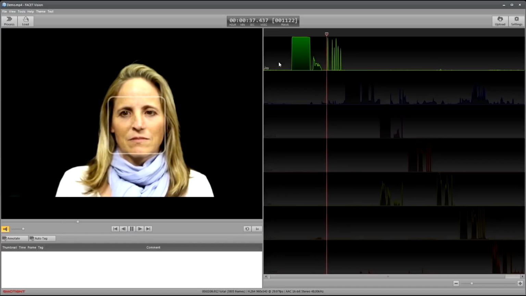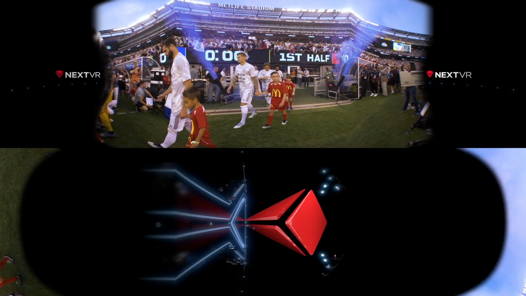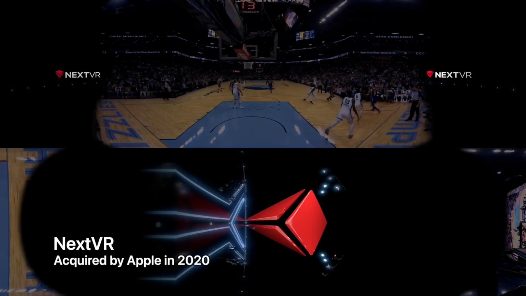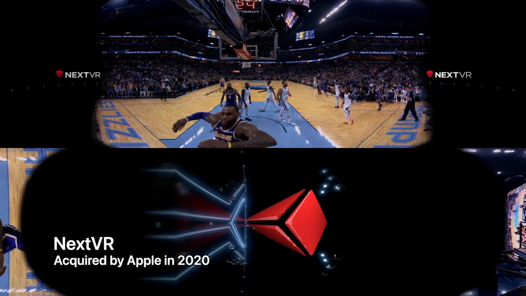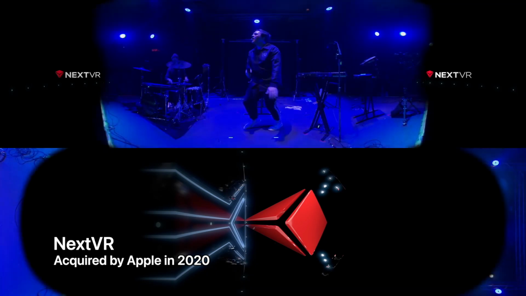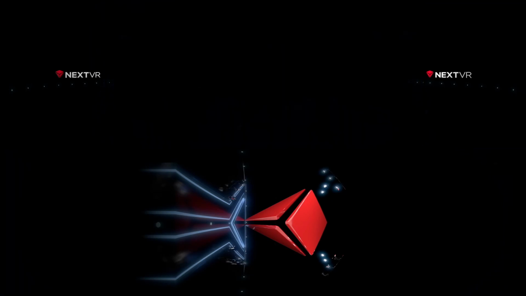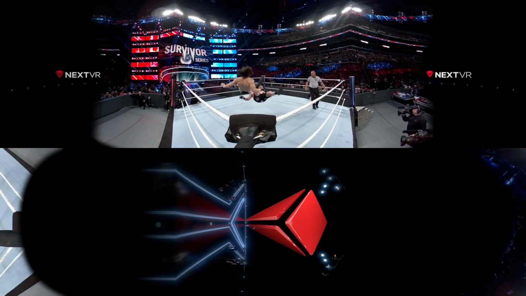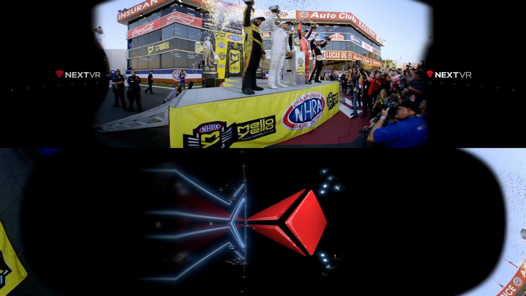In 2016, it bought Emotient, who specialised in using AI to read facial expressions to determine a person's emotional state. And most recently, in 2020, it bought NextVR, a firm that specialises in broadcasting VR content of live events, including sports matches and concerts, via its app to multiple VR platforms, including Oculus and PlayStation VR and Oculus Go. It had partnerships with sports organisations including Wimbledon and the NBA.